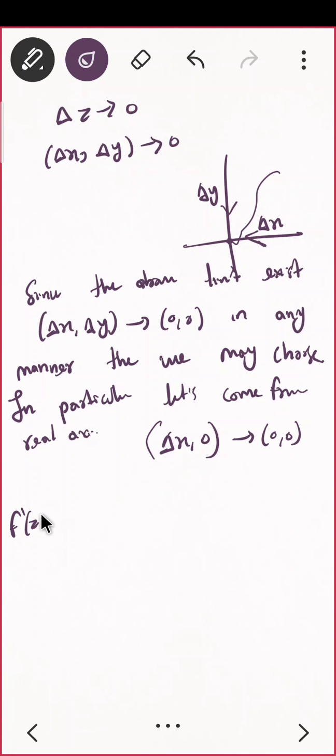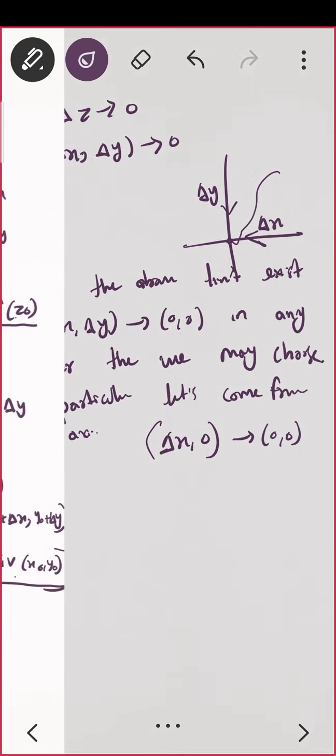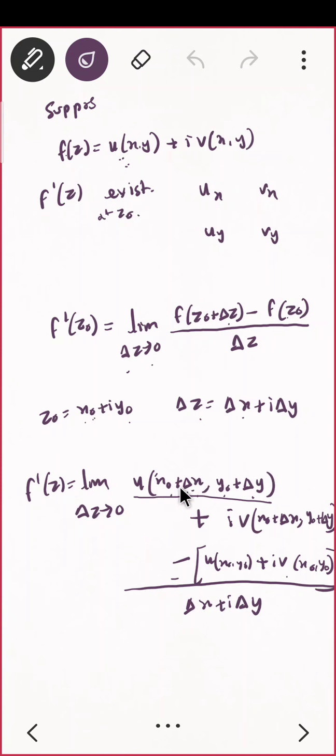So f dash of z is equal to, now let us write together. This will be as it is. At the place of delta y it will be 0. See, I asked you already, observe, if this is 0 then we will be having some partial derivative, something like u x, correct? And how did I do that? Since this limit exists, as I am telling that the function is differentiable and the derivative exists, this was my assumption in the starting. Now if this limit exists, delta z tending to 0, if I go from any path, this is true, so I am taking the real path.